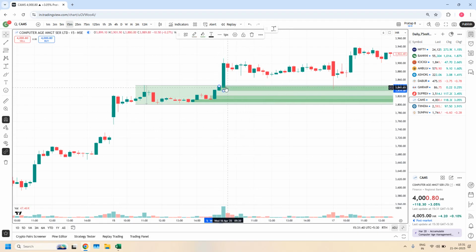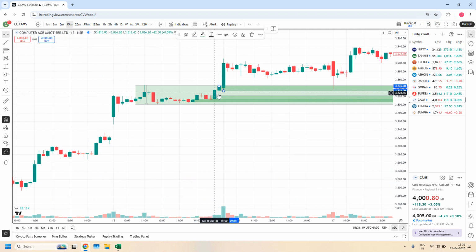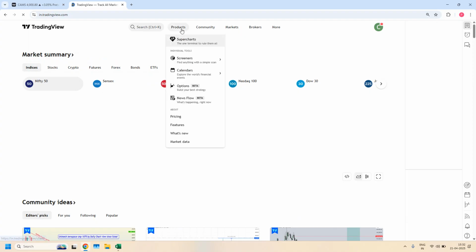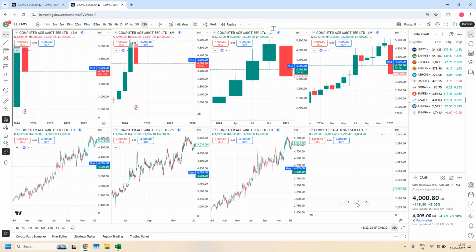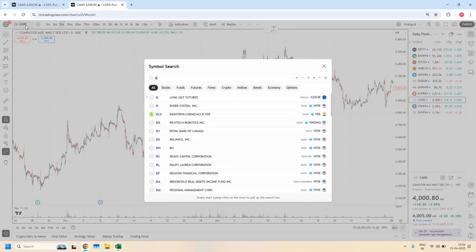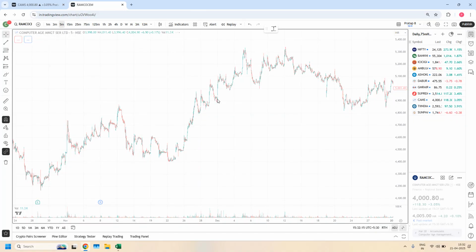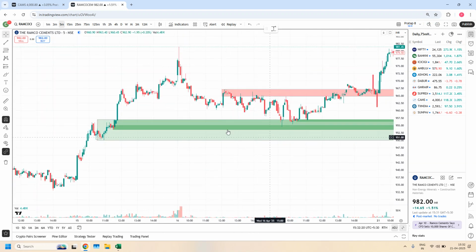And inside, a fine-tuned 5-minute zone was violated in Ramco Cement. But below there is one more that worked out. Let me show you the difference. If I compare Ramco Cement, what we traded today, and CAMS today, if I compare both, you get clarity. So this is the one.